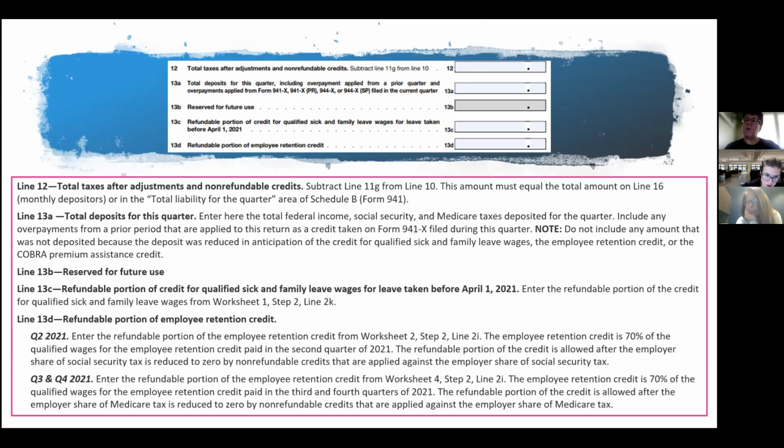Line 13A is your total deposits that you made for this quarter for income tax, Social Security tax, and Medicare tax. You're going to include any overpayments from a prior quarter that are applied to this return as a credit taken on a Form 941-X. I'm sorry, I have to take a drink of water. But you're not going to include anything that wasn't deposited in anticipation of these credits that you were taking.